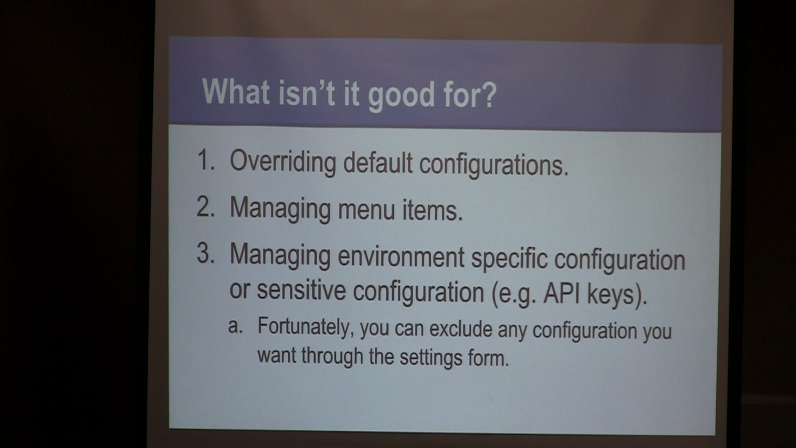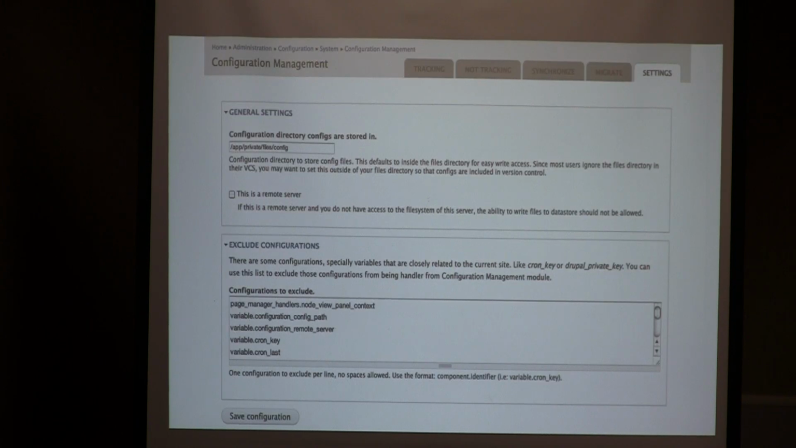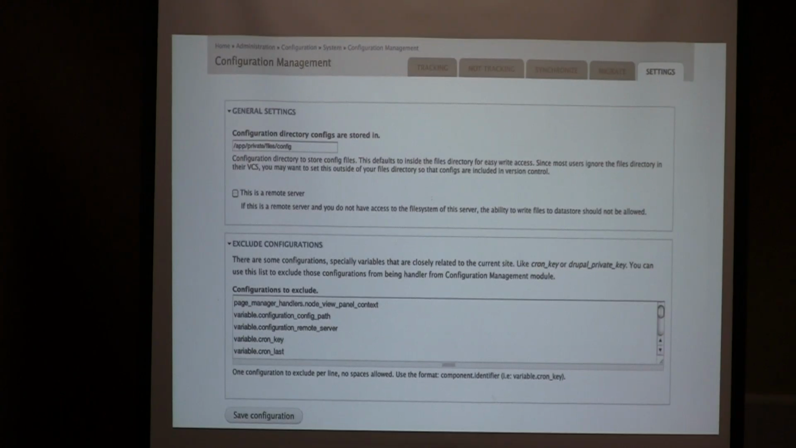Also, if you're using this to manage your deployment from one environment to the next, you wouldn't want to manage environment-specific configuration. And since you're putting this into your Git repository, you don't want to use it to manage sensitive configuration like API keys. Fortunately, you can exclude any configuration you want through the settings form. Right here, I have an exclude configurations text area where you can list out by name all of the things that you want excluded from the tracking list.